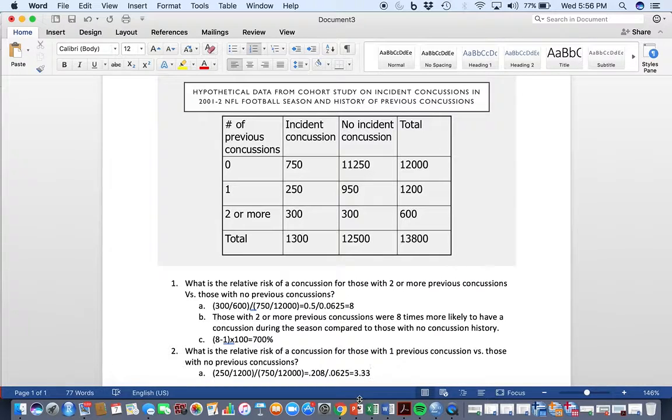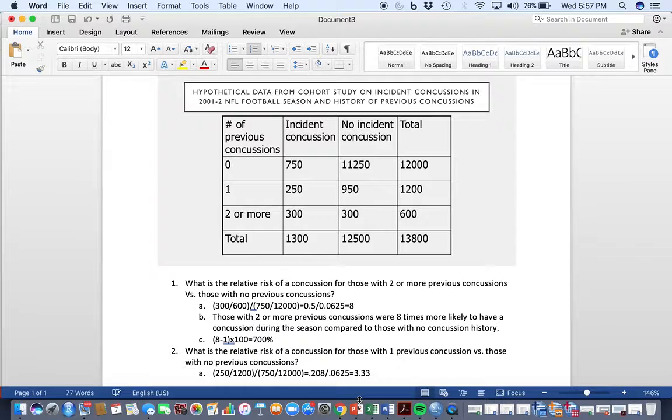And so we would describe this the same way. Those with one previous concussion would be 3.33 times more likely to have had a concussion during the season compared to those with no concussion history. And I don't want y'all to get thrown off by the wording of this question, because it's a little bit confusing that we're looking for an incidence of concussion and the risk factor is also concussions.